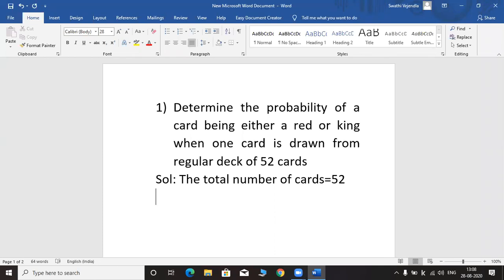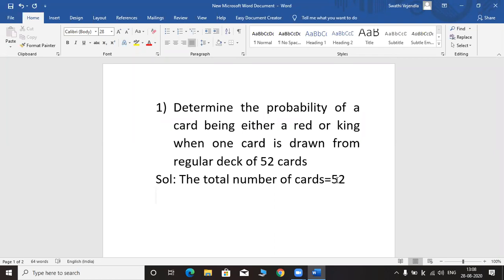So how many red cards do we have? Among these 52 total cards, how many red cards do we have? How many king cards do we have? So consider these two as separate events. For example, there are 26 red cards and 26 black cards. Among the 52 cards, 26 cards are red. The remaining 26 cards are black.